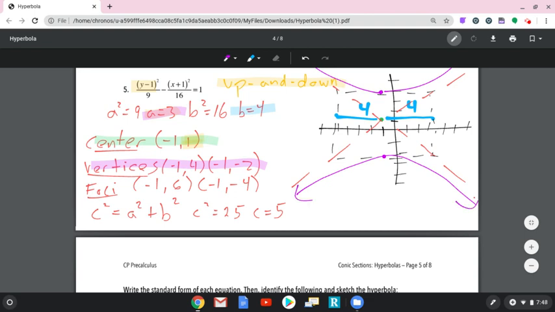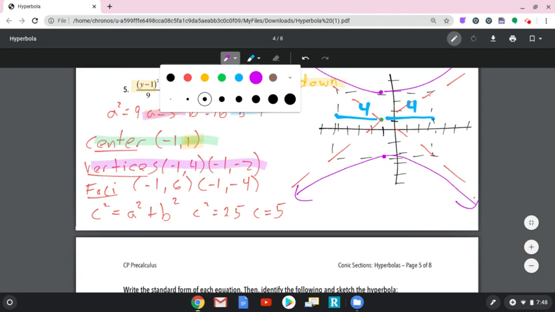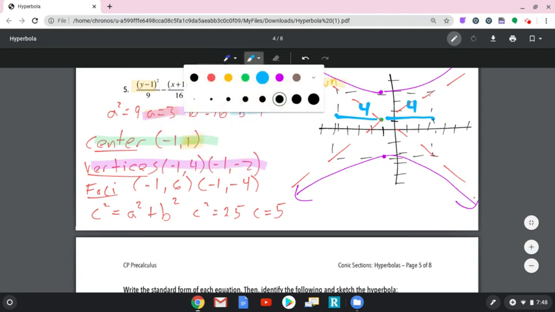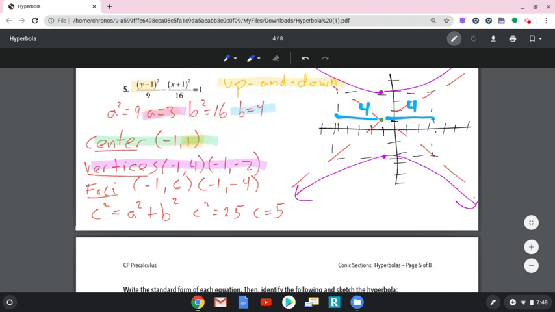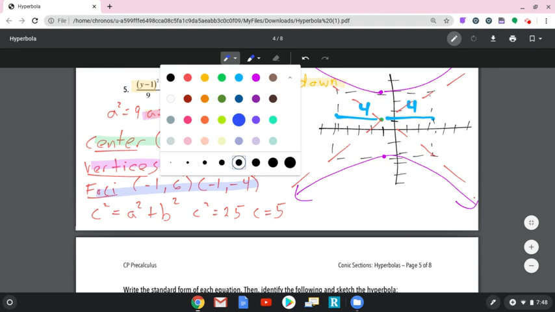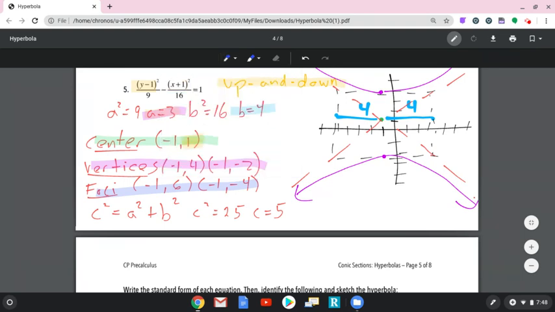Now, if I want to graph my last thing, my foci, let's pick a new color. Let's do a brighter blue. I need to make sure it's a thicker point. I'm going to graph (-1, 6). So this is 4, so -1, 5, and I will be up here at (-1, 6), and then (-1, -4): 1, 2, 3, 4. That would be my 2 foci points. So this would be foci 1, and this would be foci 2.